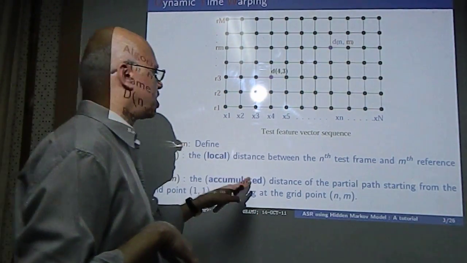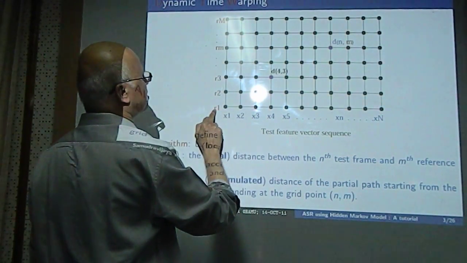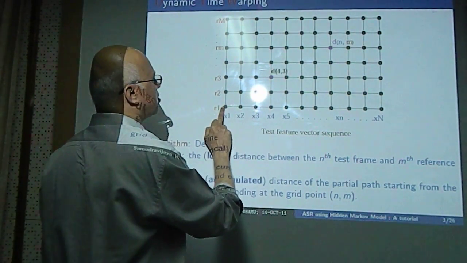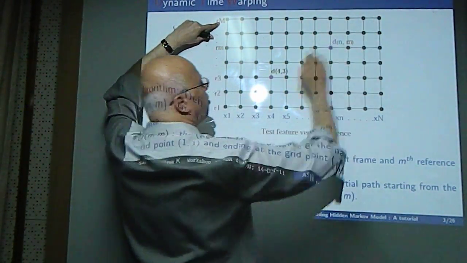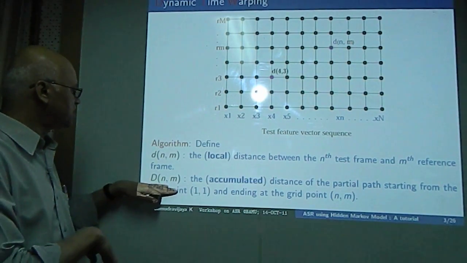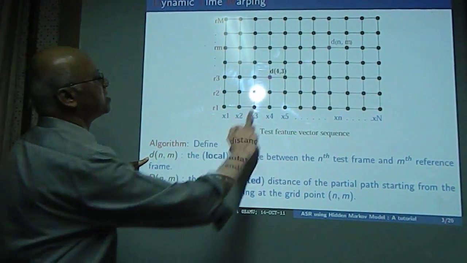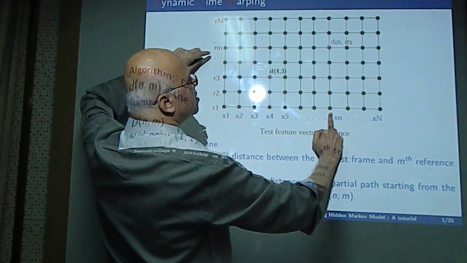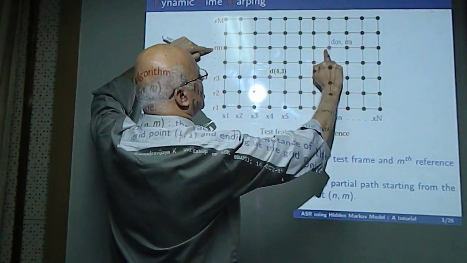looked at the dynamic programming approach, which finds the best alignment between the reference feature vector sequence and the test feature vector sequence. The alignment path will start from the (1,1) grid point and end at the (capital N, capital M) grid point. We use the recursion, and we store the results of partial computation in capital D of N, M, and small d of N, M represents the distance, squared Euclidean distance or Euclidean distance or any other distance measure, between the nth test frame feature vector and the mth reference vector.